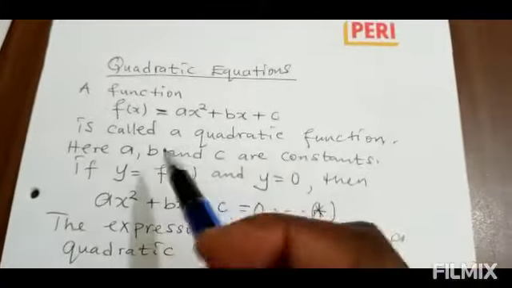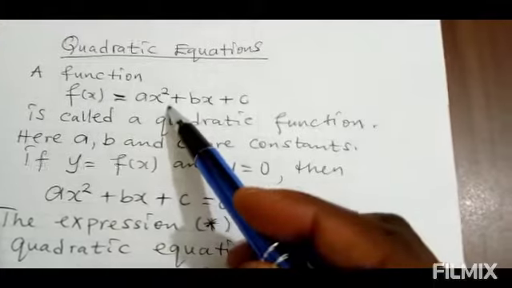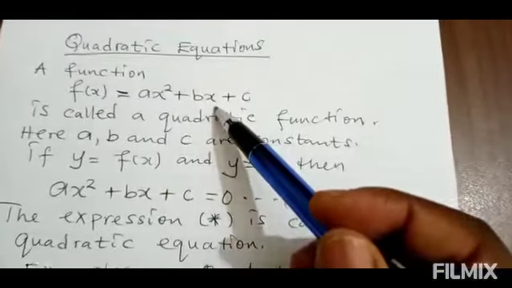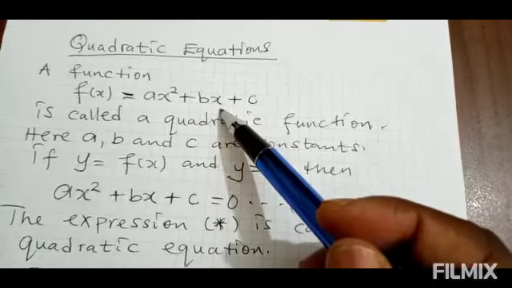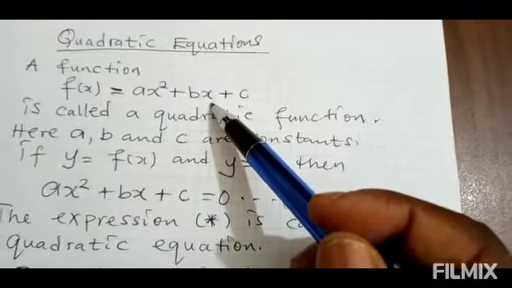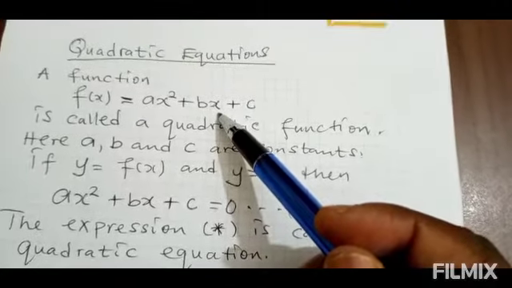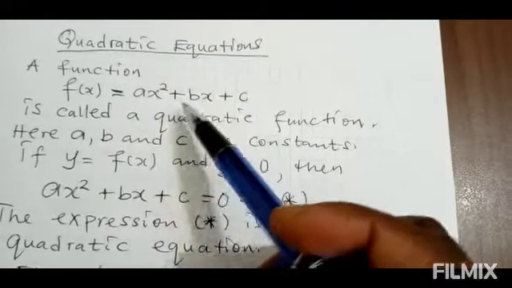So a function f of x is equal to ax squared plus bx plus c. This kind of function is called a quadratic function. Okay, it is a quadratic function, and a quadratic function is one of the polynomials. Okay, that's also a different topic. This is a quadratic function.